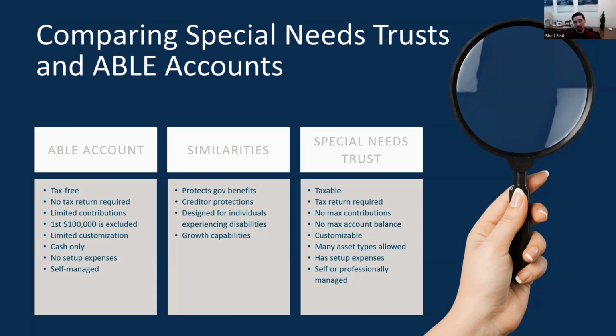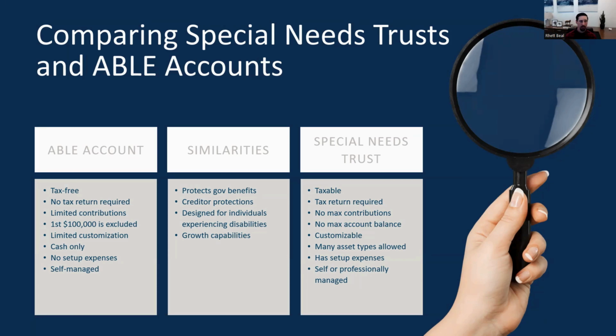ABLE accounts, there's not any setup expenses. There are underlying expenses to maintain the account. They're really little, right? And a lot less expensive than a special needs trust, where a special needs trust has setup expenses traditionally working with an estate attorney, likely going to cost about $5,000 to do your trust with the special needs trust component to it, to do it right.